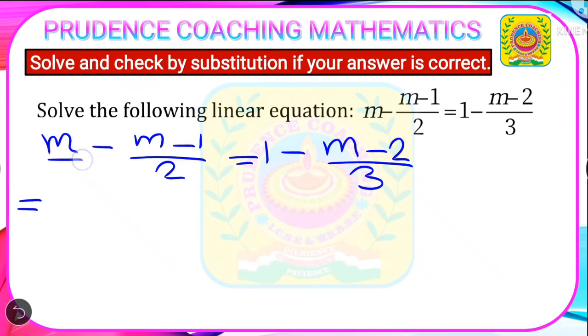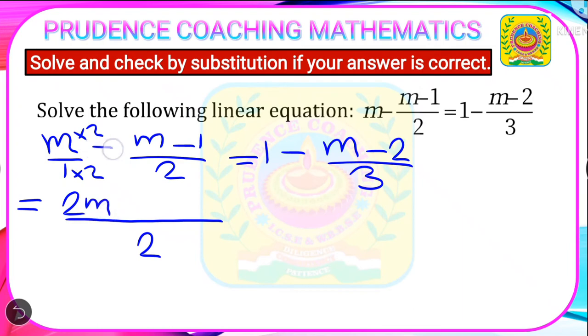As you can see, we have 1 in the denominator, so let us take the LCM. We will get here 2. To make this one 2, we need to multiply the numerator and denominator by 2, so we will get 2m. This minus is for both this one and this one, so we need to write minus here, and within the bracket we will write m minus 1. You must put it within the bracket.